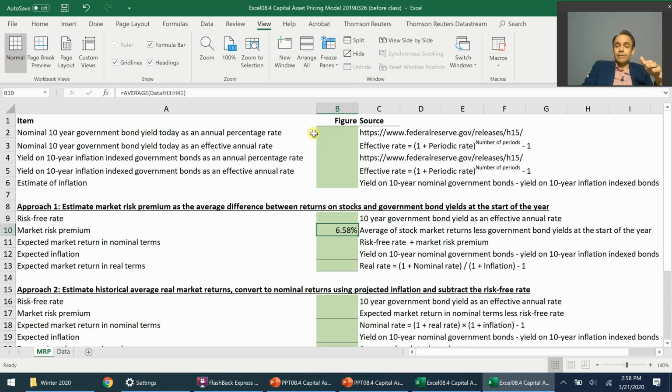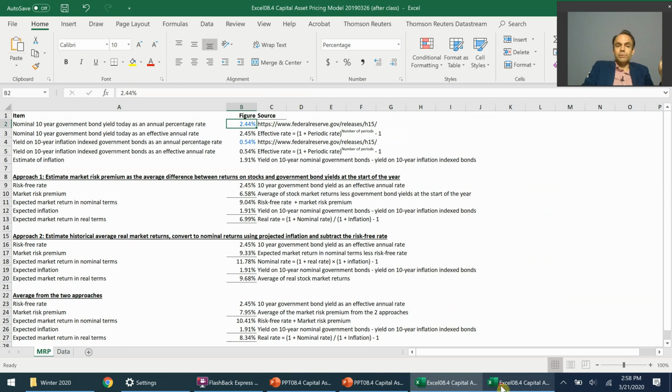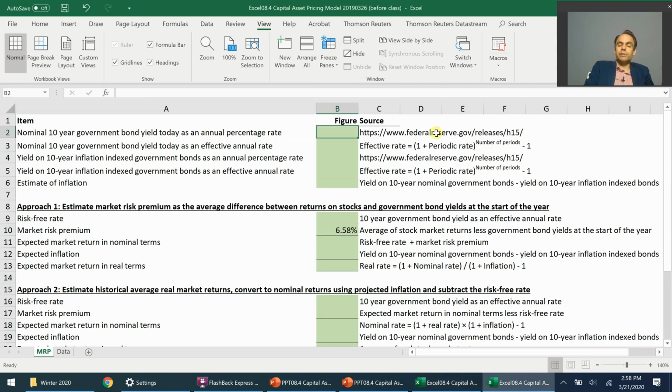Now, when I did this analysis a year ago, I had an estimate of the risk-free rate of 2.44%. So I'm going to put that in my table. 2.44% was my estimate of the government bond yield expressed as an annual percentage rate. If I wanted to convert that to an effective annual rate, I'm going to take 1 plus half of that annual percentage rate to the power of 2, minus 1. That's 2.45%. I can use that same risk-free rate estimate above, and if I add the market risk premium to the risk-free rate, that will tell me that based upon this estimate of historical data, I would expect the market to earn a return of 9.04%.